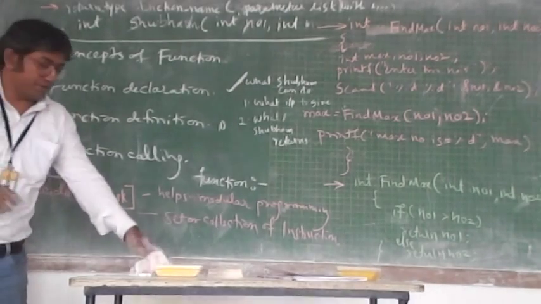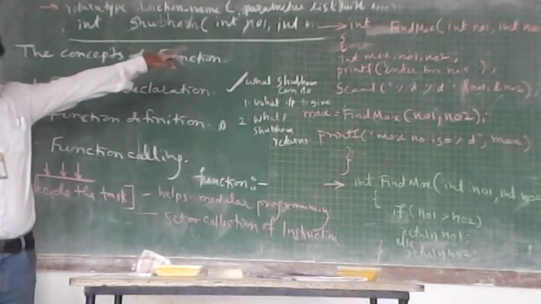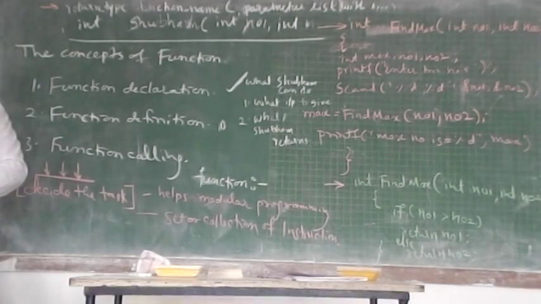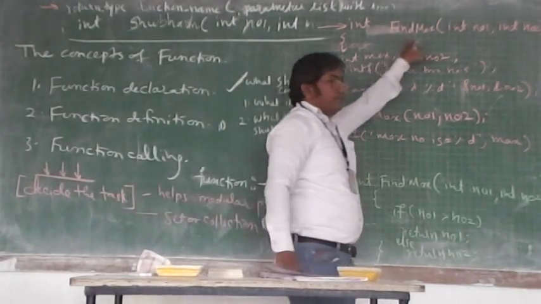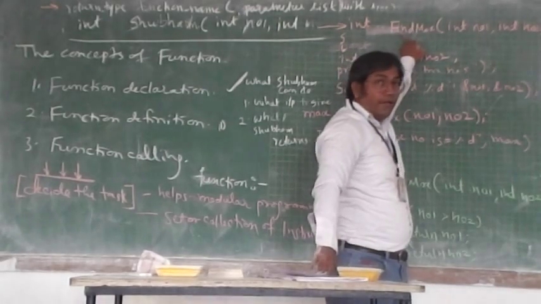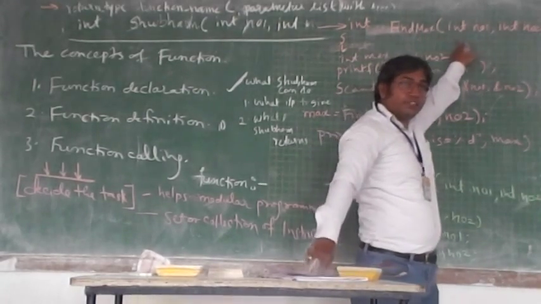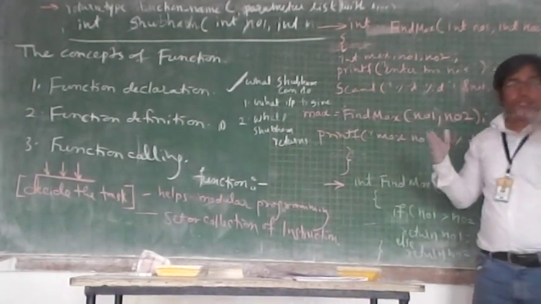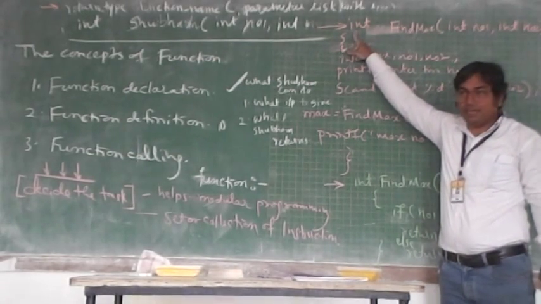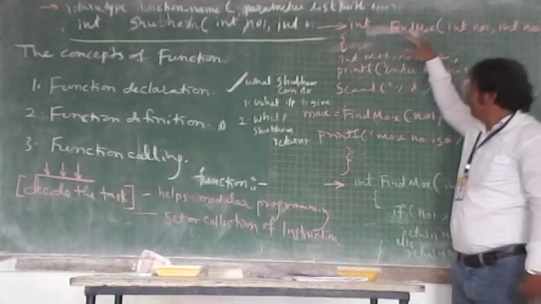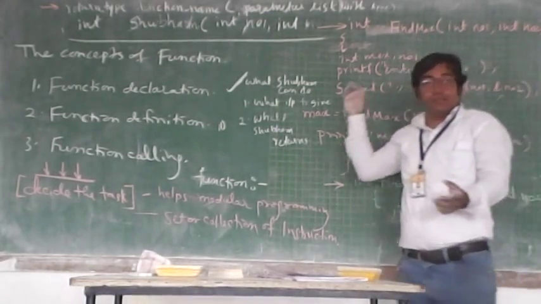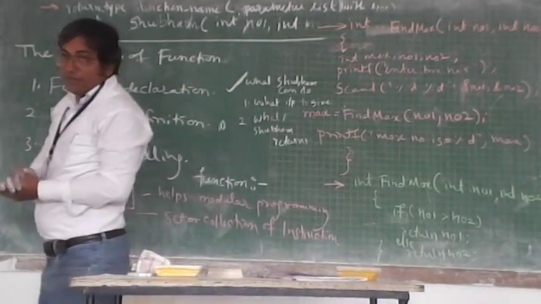How to interpret this declaration? See, by writing int find max, int number 1, int number 2, you are telling your compiler that you are declaring a find max function which takes two integer parameters, does some computations and will return an integer value. Do you understand? This is the declaration you are giving to the compiler. Like we declare an integer, int i, what does that mean? Int i semicolon. What are you telling the compiler?